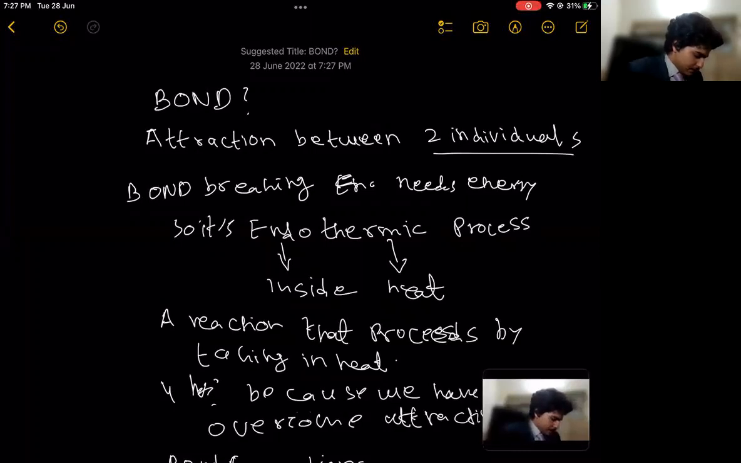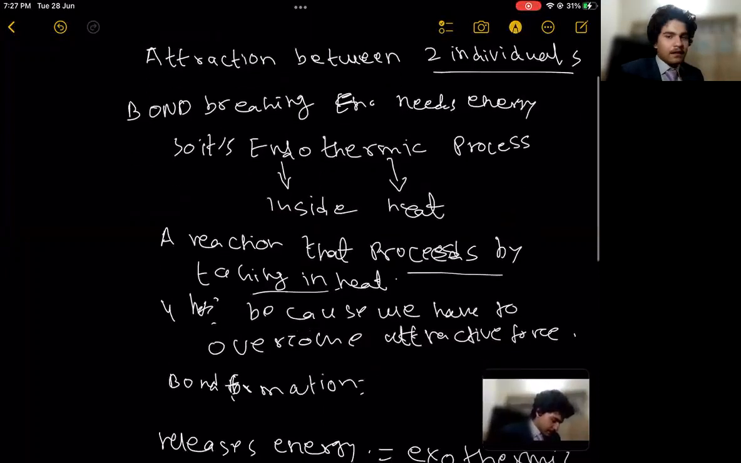Okay, first we'll deal with bond breaking. Bond breaking is basically a process that needs energy. It is endothermic. Endo means inside, and thermic is a form of the word therm, which means heat. So it basically means a reaction that proceeds by taking in heat. And a good example of this is boiling of water. When you boil water, the bonds between the liquid become broken. They are broken, and the water starts to evaporate and it becomes a gas.